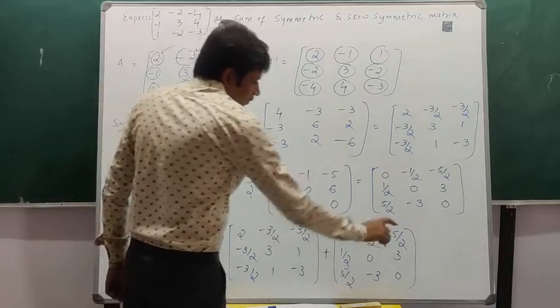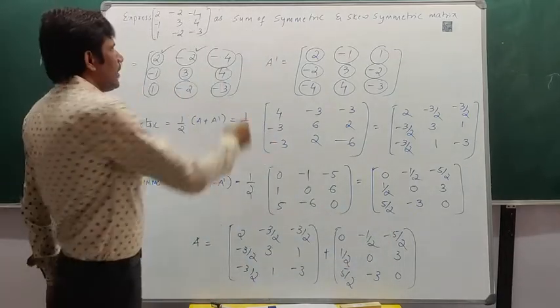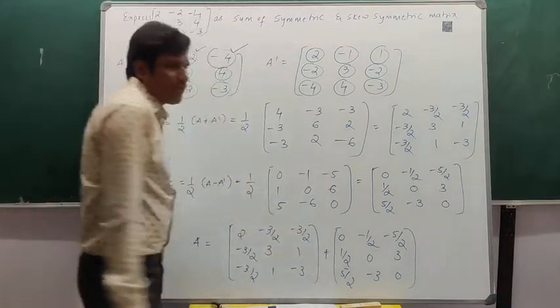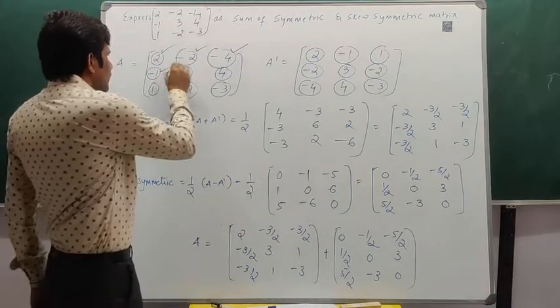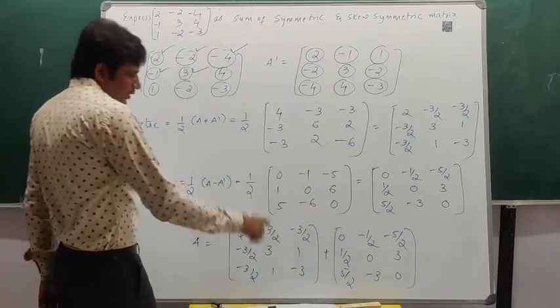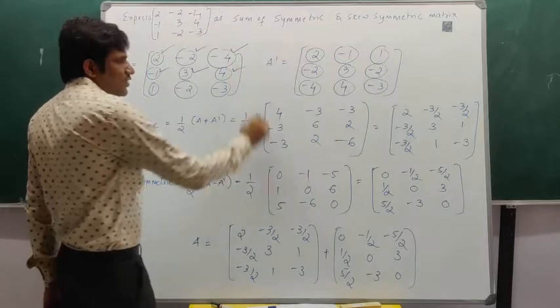So minus 3 by 2, minus 5 by 2, minus 8 by 2, minus 8 by 2 is minus 4. Right. So minus 3 by 2 plus 1 by 2, minus 2 by 2. What is minus 2 by 2? Minus 1. So 3 plus 0, so that is 3. So 1 plus 3, so that is 4.